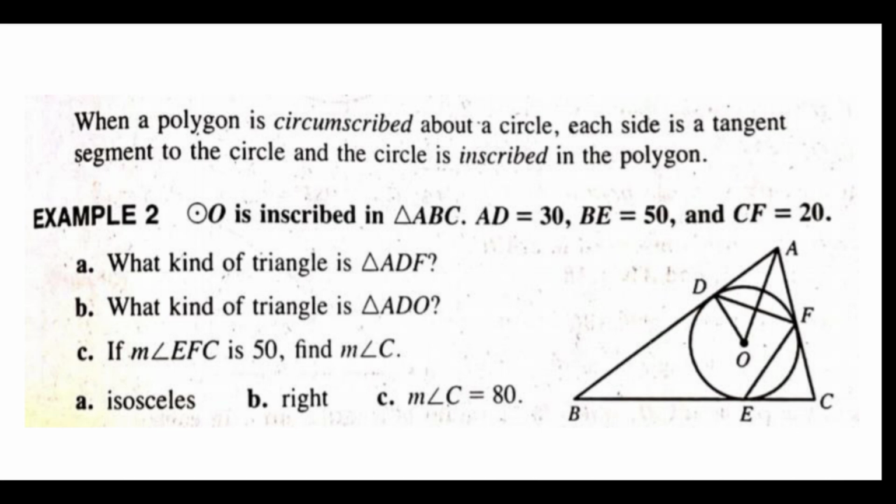Looking at the figure, if the measure of angle EFC is 50, find the measure of angle C. The answer is the measure of angle C is equal to 80. If I'm not mistaken, if the measure of angle EFC is 50, then FEC is also 50 degrees. Then the remaining measure is 80 degrees. So the measure of angle C is 80 degrees.